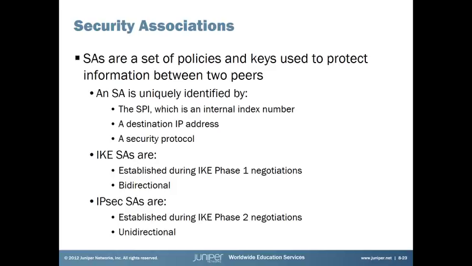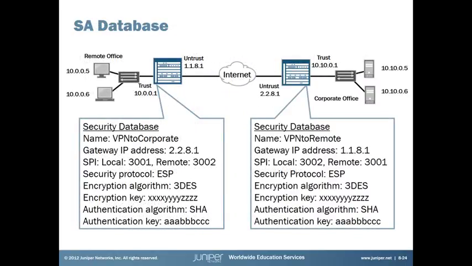The IKE security association is established during IKE, which is known as phase 1. And the IPsec security association is established during the IKE Phase 2 negotiations. So we have a security association database. Every VPN that is established has a security association associated with it. So what's in this database? We would have a name of the VPN. It'll have an IP address. It's going to have the SPI number of the local and the SPI number of the remote device.